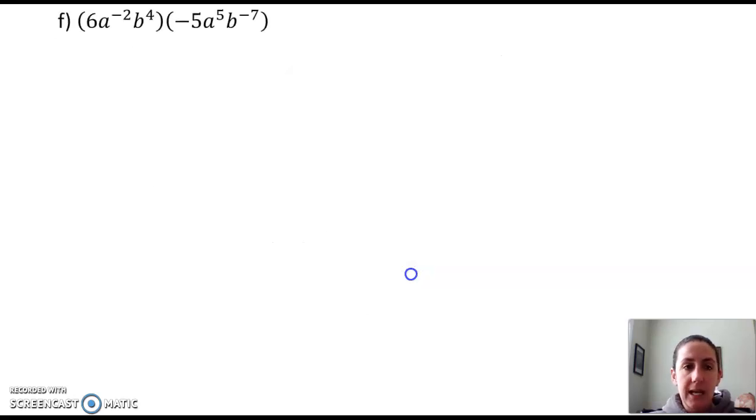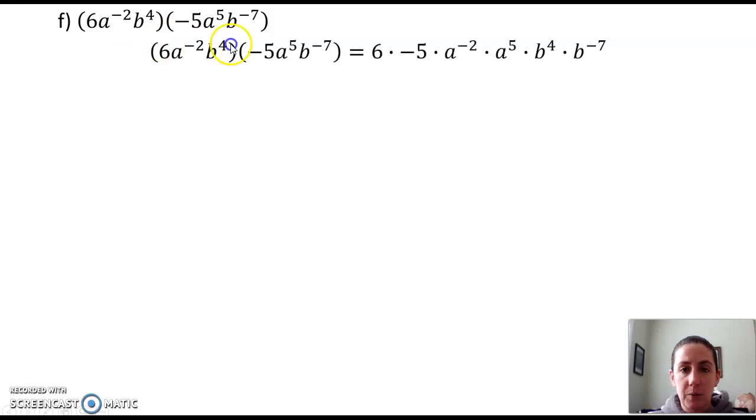Next up, we have 6a to the negative 2, b to the 4th times negative 5a to the 5, b to the negative 7. Multiplication is commutative. You can multiply in any order you want. 2 times 3 is the same thing as 3 times 2. So since we're multiplying all of these, we can switch the order and multiply the numbers together, the a's together, and then the b's together.